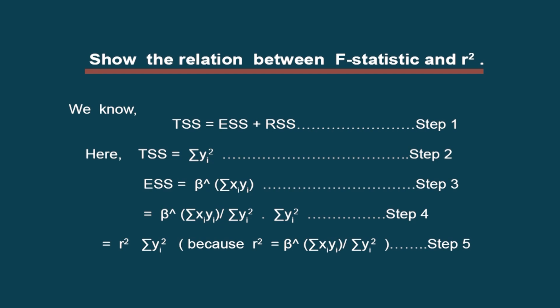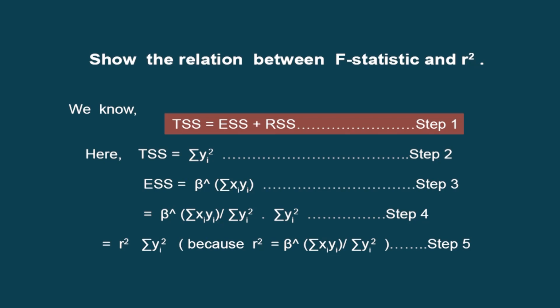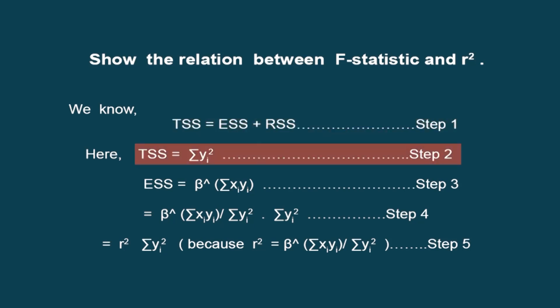In order to do this, we have to again start from the total sum of squares, which comes out to be in step 1. So we can observe TSS equals ESS plus RSS, which is in step 1. Now we write down the expressions of TSS and ESS separately, which is nothing but summation of yi square as mentioned in step 2, and ESS, which is equal to beta hat summation of xi yi, which is step 3. Because these expressions are denoting the explained variation, and total sum of squares is explaining the total variation. On the basis of this, we get step 4.